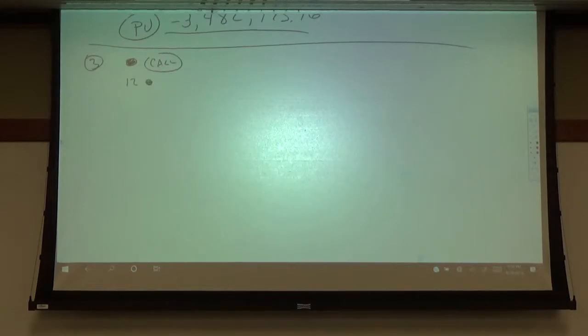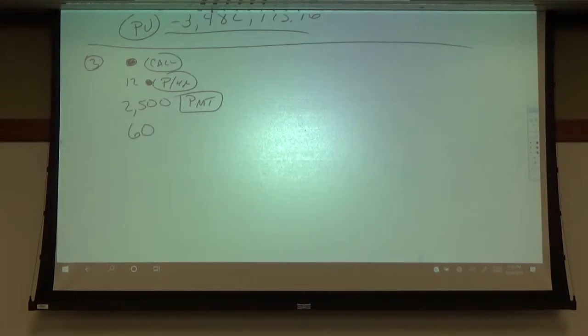Monthly, 12 payments per year. All right, and you're receiving $2,500 as a payment. So that's going to be a positive number to you. You're receiving it for 60 months.